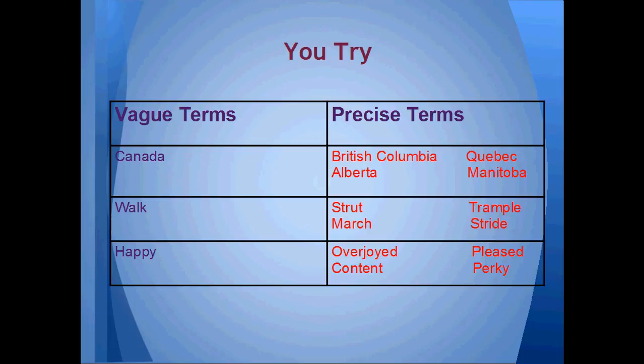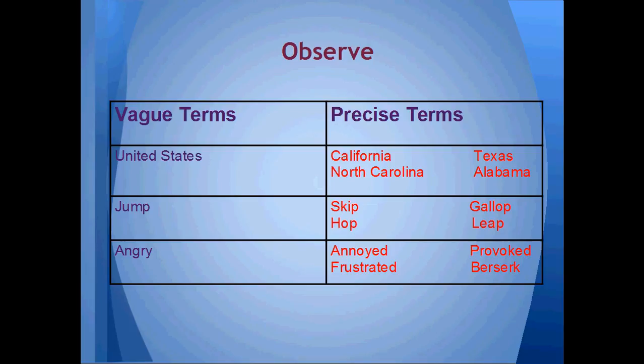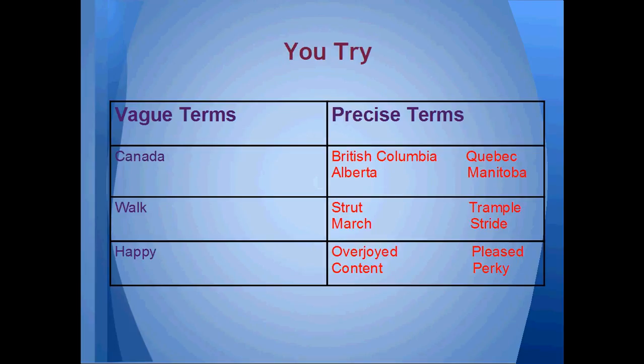Okay, so for Canada, you have specific parts of Canada, like British Columbia, Quebec, Alberta, Manitoba. For walk, you have different ways to walk, like strutting, marching, trampling, striding. And then you have different specific ways to be happy, being overjoyed, pleased, content, perky. And again, just like for jump and angry, you can specify the conditions, like the time and the date, or the reason why you walked in some specific way, or why you were in some specific kind of happy state.